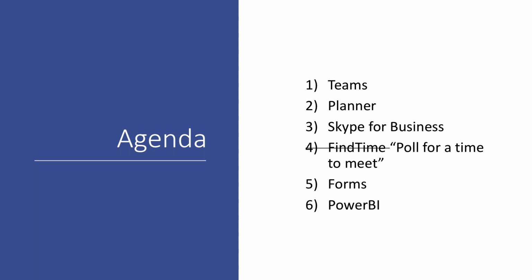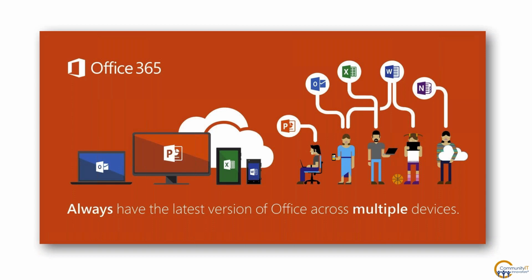Today we'll be focusing on 6 new features in Office 365 that you may not be familiar with. We're going to look at Teams, Planner, Skype for Business, an application that up until today was called Find Time, and then today, as we were doing our final prep for the webinar, we discovered that Microsoft is renaming it to Pull for a Time to Meet, or something else. It seems like it's kind of in progress at the moment. Forms and Power BI. Before we look more closely at these features, we did want to provide an overview of Office 365 and also answer some of the questions that were posed during the registration process.